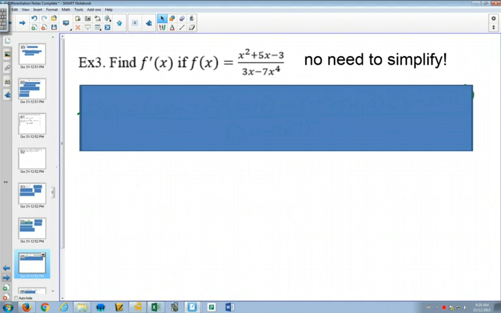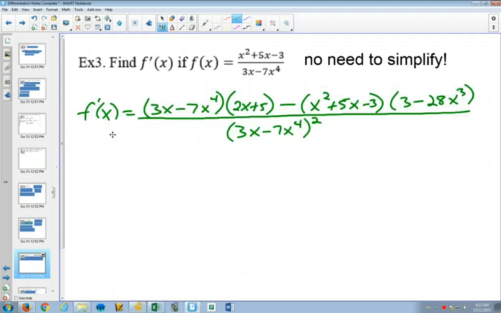Here's the next one. This one you don't have to simplify. If you're done this one already, you can start the next one. Again, here if we highlight things, here's our top function, here's our top function, here's our bottom function, and there's our bottom function. And you're always putting the derivative of the other one with it.